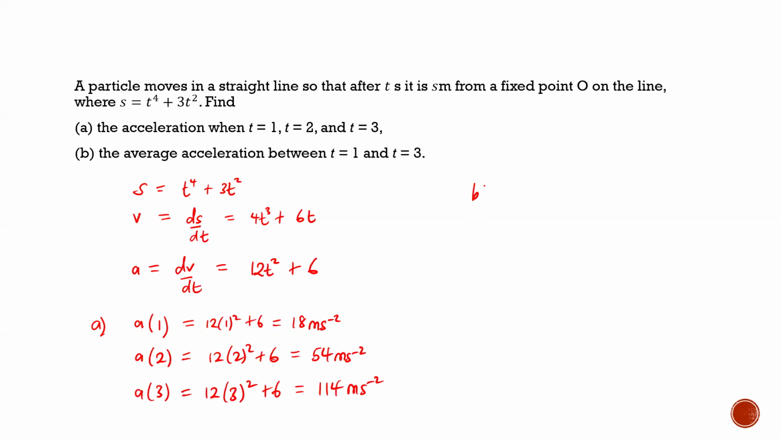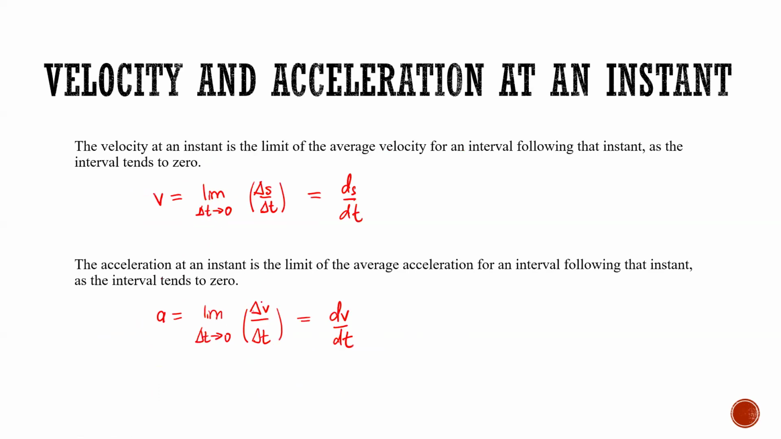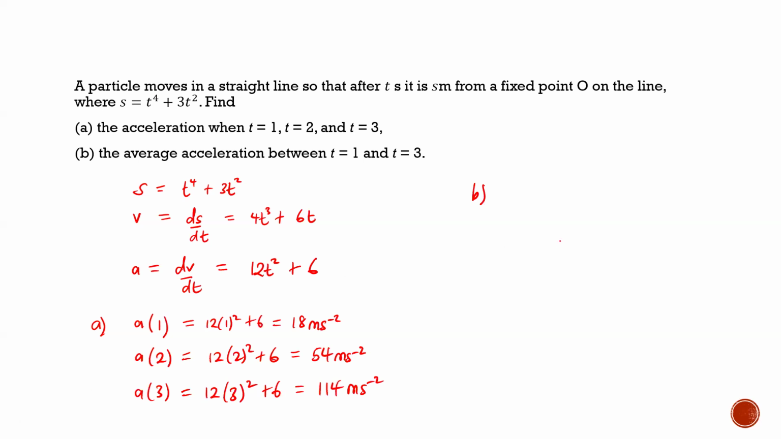Now for part B, we've been asked to get the average acceleration between t is 1 and t is 3. Remember, average acceleration is the change in velocity divided by the change in time. The temptation is to calculate a(1) plus a(3) out of 2. This would be wrong, because that's not the average acceleration between those two times, because the acceleration is not changing uniformly.